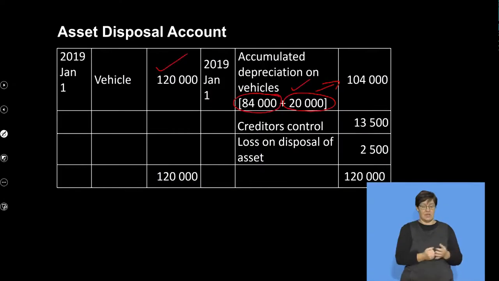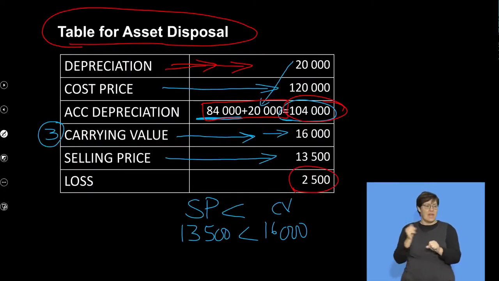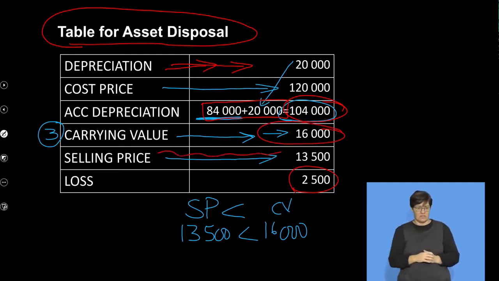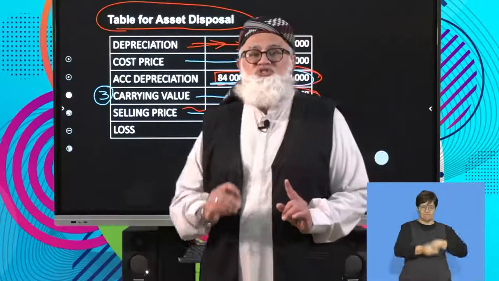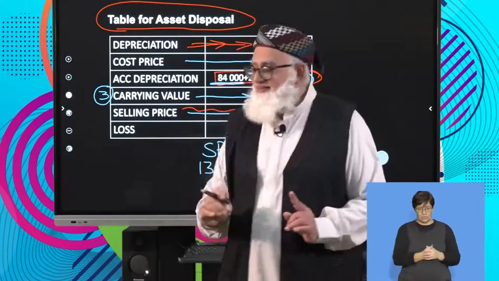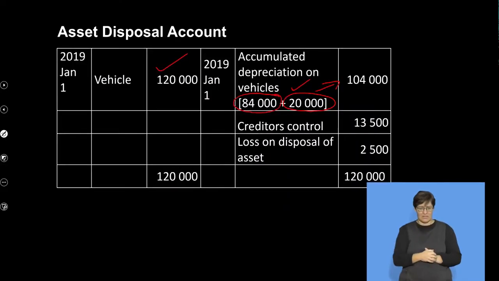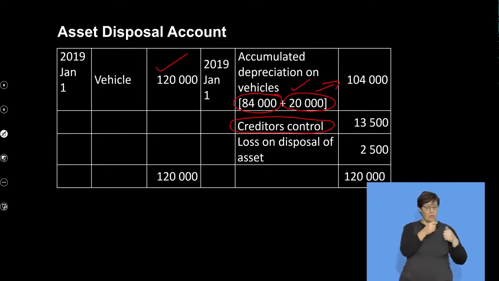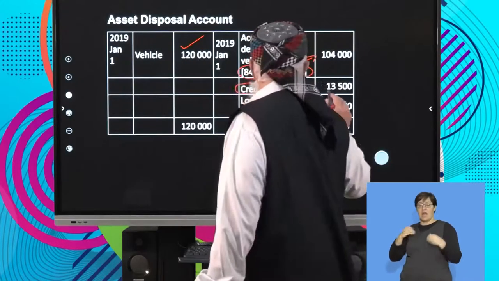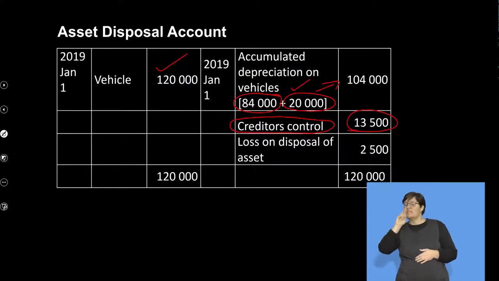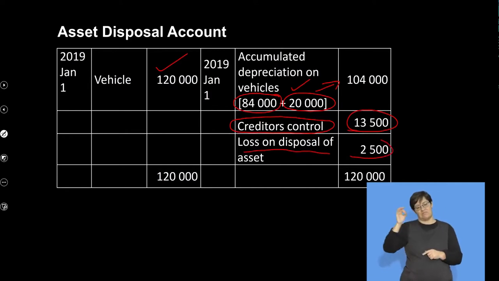Okay, step number 3, the carrying value. What do I do with it? Does it impact on my ledger account? No, it does not. But it will impact on note number 3. So that one I know is going to go to note number 3. I come to my selling price of 13,500. How was the asset sold? It was traded in. Come on, we've done this. We should know the answer. Yes, it is creditors control. It means a debit to creditors control and a credit to asset disposal, 13,500. And here you see you have a loss on sale of asset of 2,500.